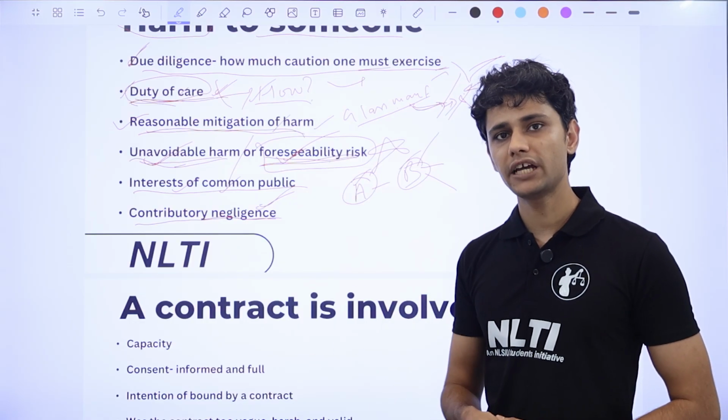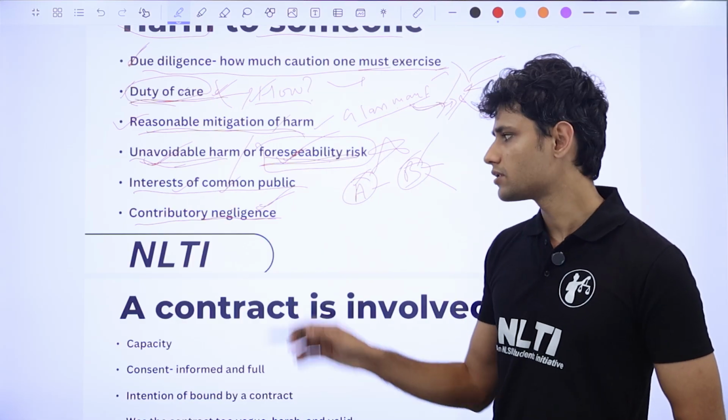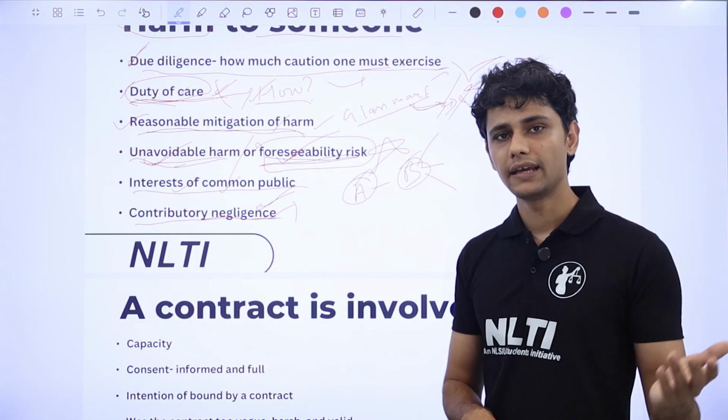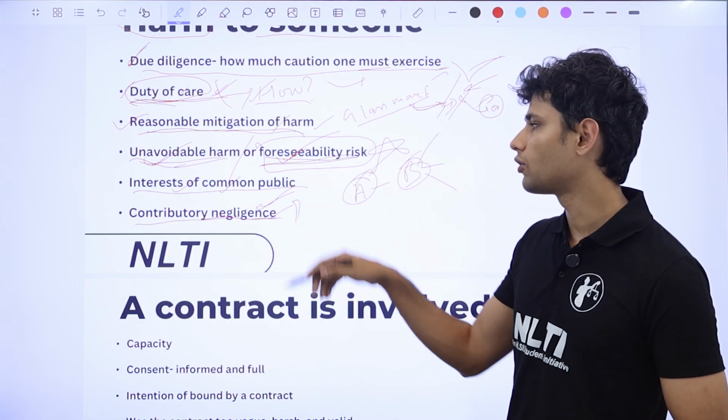If this person was not driving on the wrong side of the road, this accident would not have happened. Similarly, you can also say that just because I was driving on the wrong side of the road does not mean the other person can rashly come and ram into my vehicle and cause injuries.